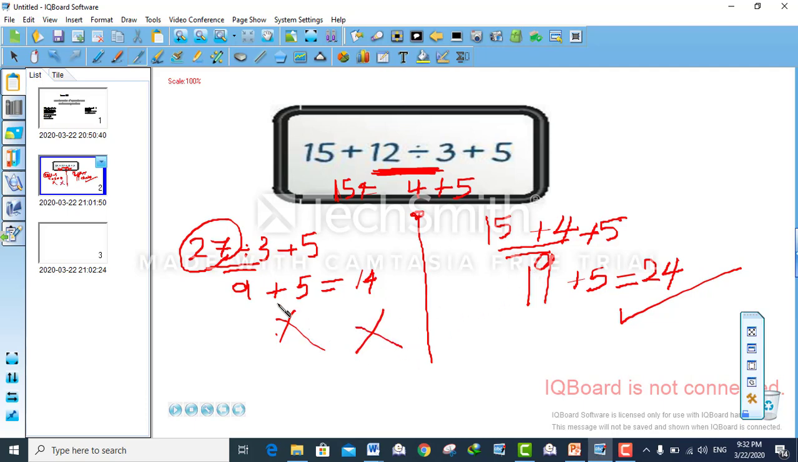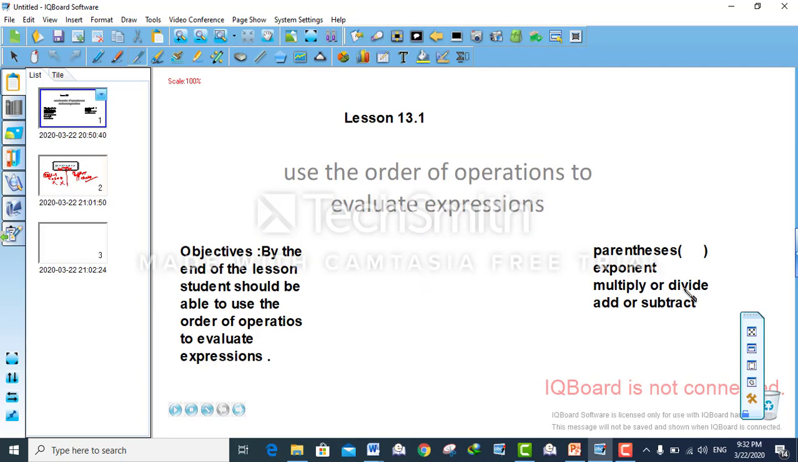The mistake that this student made is he did addition before division. Since division is stronger, we have to start with division before adding or subtracting. Okay, what about the exponent? Some students cannot remember what an exponent is. Exponent, like if you have 3 power 2, you have to get the power first. And you know exactly what it means. 3 power 2 is equal to 3 times 3.